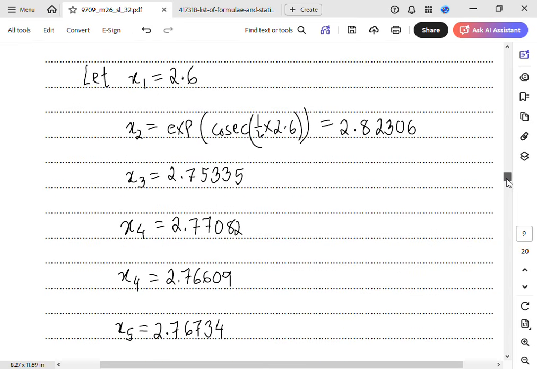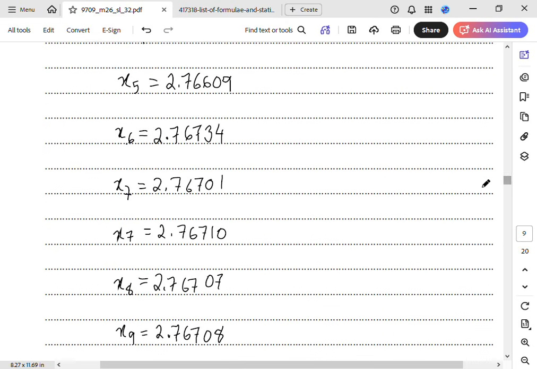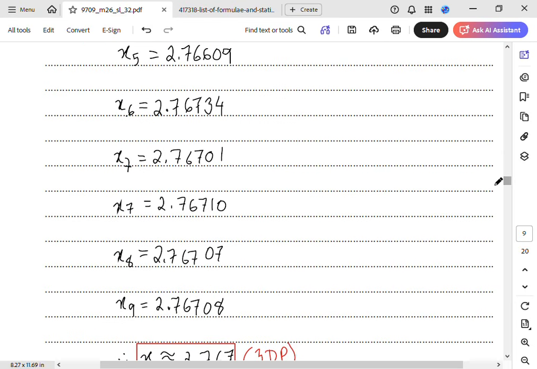Oh, I've made a mistake here, right? Never mind, I'm going to correct. Actually, let me correct it here, otherwise I'll forget. This is x4, so this would be x5. You have x6, this is x7, right? Oh, what's wrong with me? So this would be x8, this is x9, and this is x10, right?